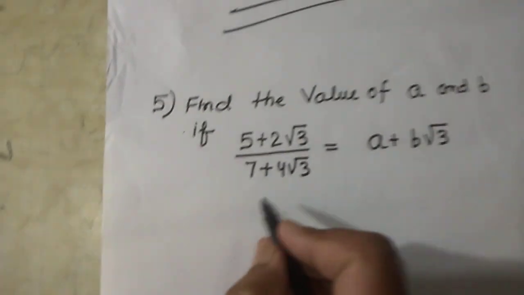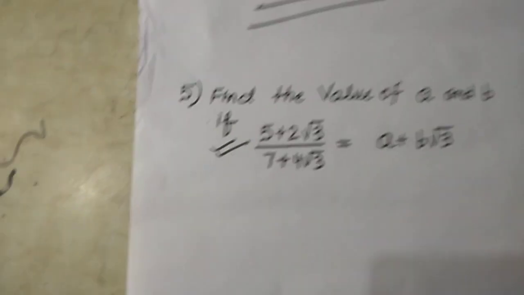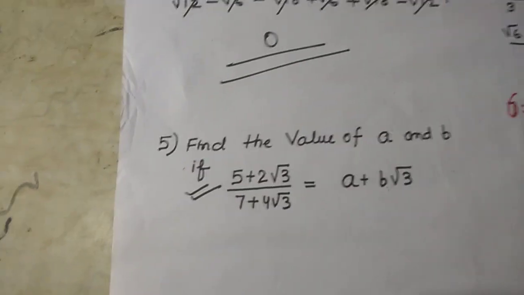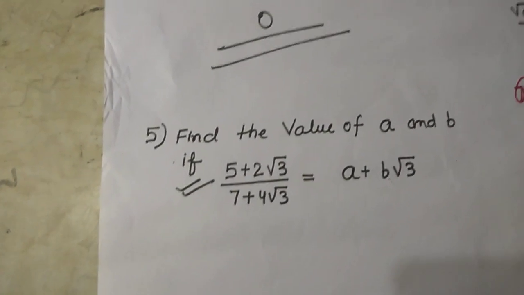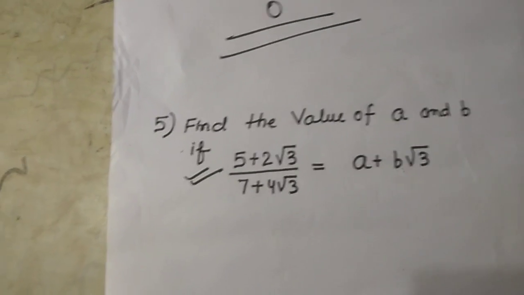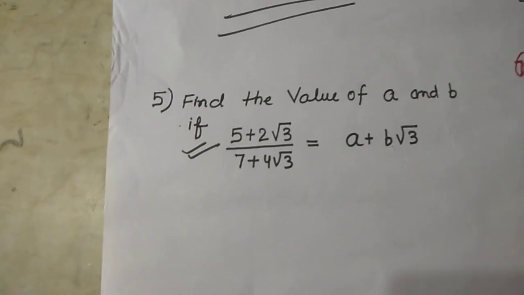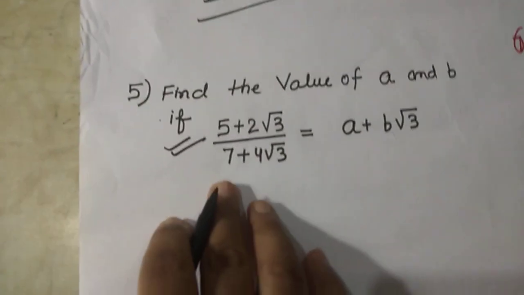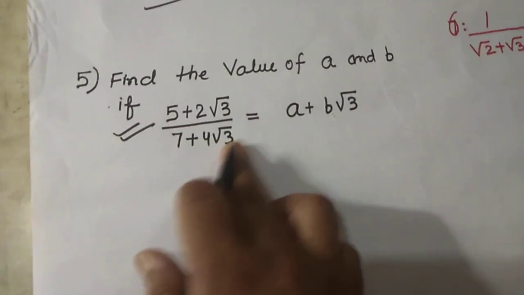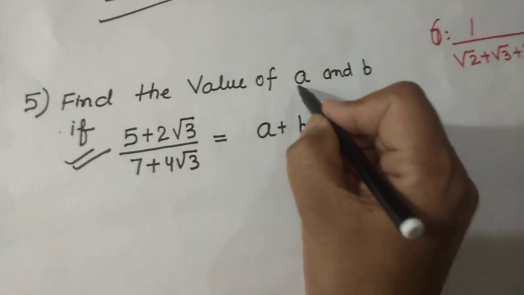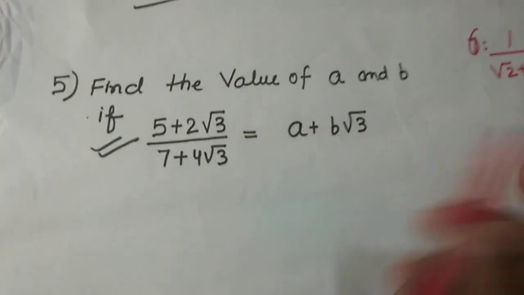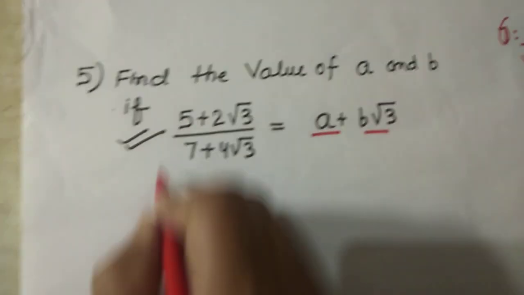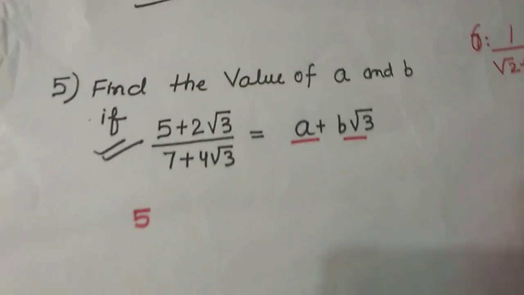Now see the next question, question number 5. This is the frequently asked question everywhere in level 9. If you follow so many books, this type of question appears there, a frequently asked question, even in the examination also. So now 5 plus 2 root 3 over 7 plus 4 root 3 is equal to a plus b root 3. We have to find the value of a and b. A and b. Very simple. Now you go with the simplification.